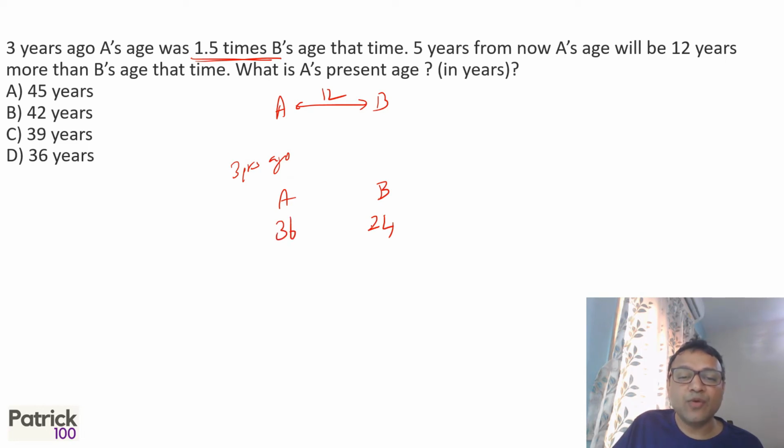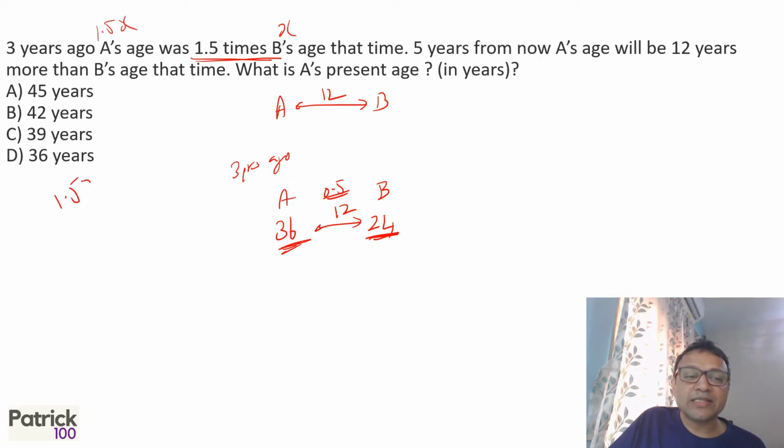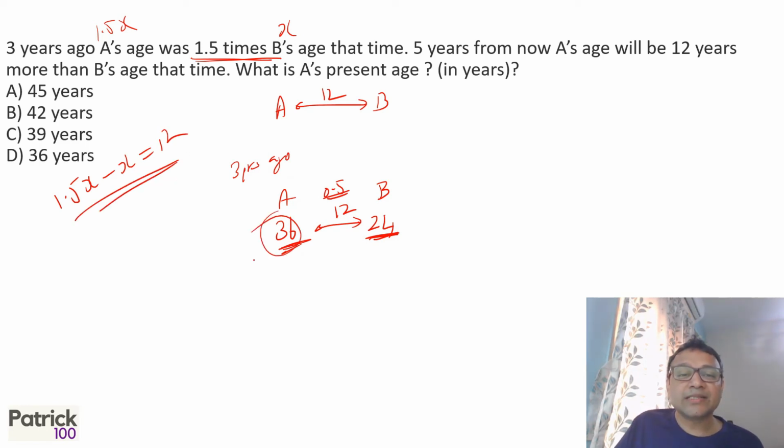This is 3 years ago. B will be 24, A will be 36 because the difference is 12 and the difference is because of 0.5 times. So 0.5 times is 12, so 1 is 24, 1.5 times is 36. You can also form an equation: B's age be x, A's age will be 1.5x. So 1.5x minus x is equal to 12. The moment you get x as 24, present age is 3 years plus, so you will get the answer as 39. C option.